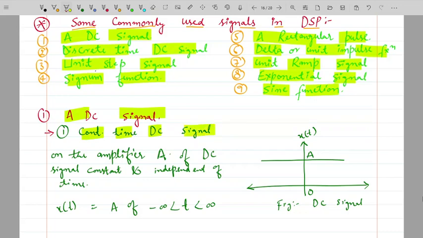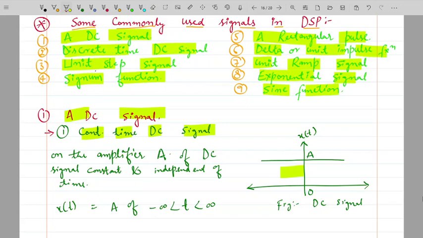As you can see in this figure, this is the x-axis and this is the y-axis. This is the origin point 0, and it has a signal x of t which has amplitude A. A is the amplitude of this signal, and this amplitude is flat, the same.